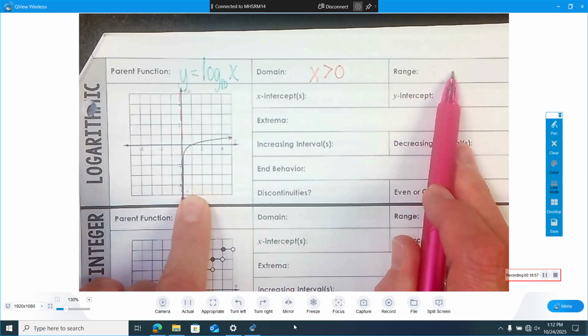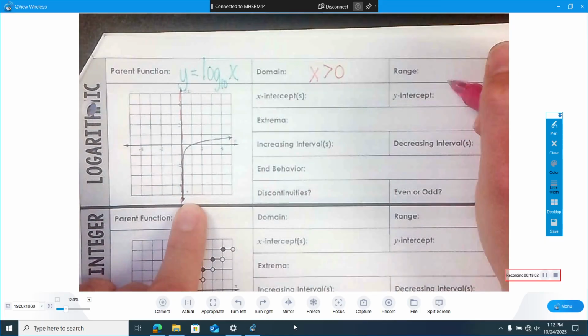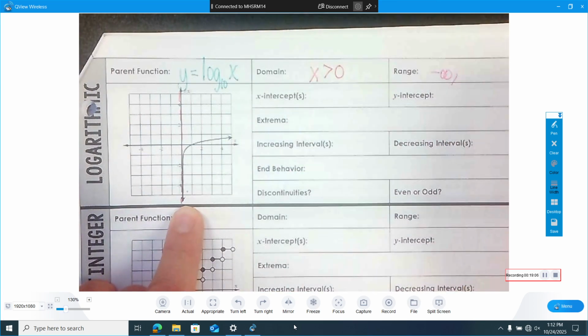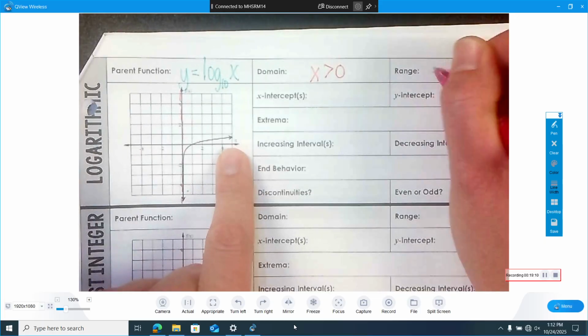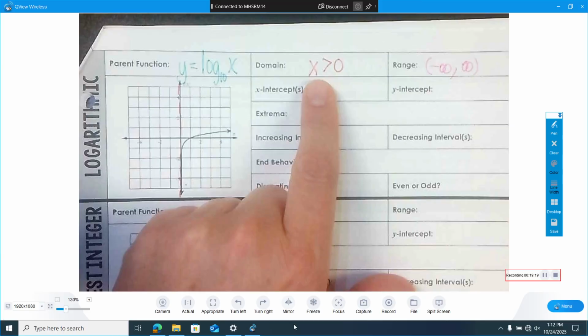What is the range? How low does it go? Negative infinity. And how high does it go? Infinity. It does eventually get there, it just takes forever. So the range gets all the y values, but we can only use x values greater than 0.